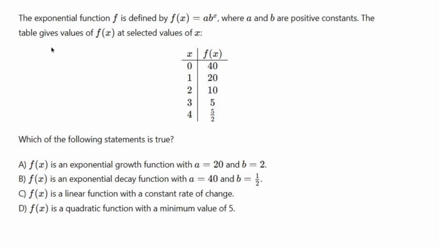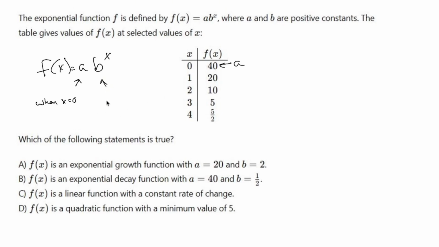The table gives values of f of x at selected values of x. Whenever we're building an exponential function, we have a times b to the x. A is going to be your initial value when x equals 0. Why is that? Well, when x equals 0, it doesn't matter what b is, you get 1, and so a times 1 is going to be my guy. So of course x has got to be 0 in this case. Now when x is 0, I get 40. So 40 is going to be my a.